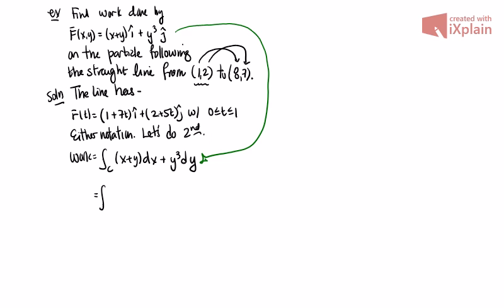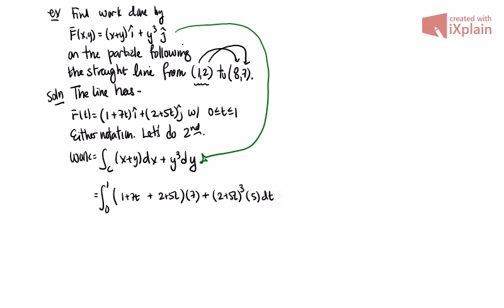I get the integral from 0 to 1. And then I go, okay, I see an x. Let me put in 1 plus 7t. I see a y. Let me put in 2 plus 5t. I see a dx. Let me put in the derivative of x, which is 7. I see a y cubed. Let me put in, the y is 2 plus 5t, that's cubed. I see a dy. That's 5. This is now dt.